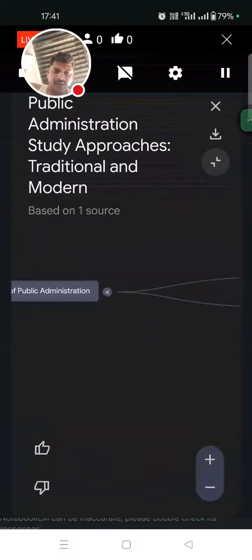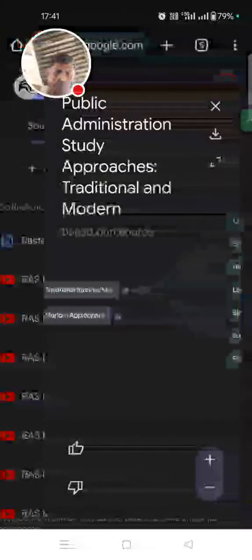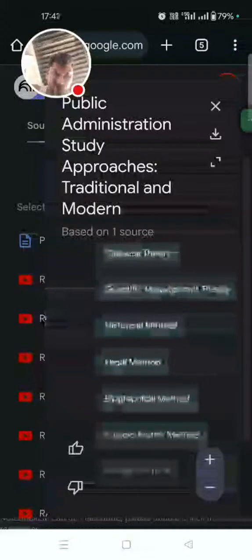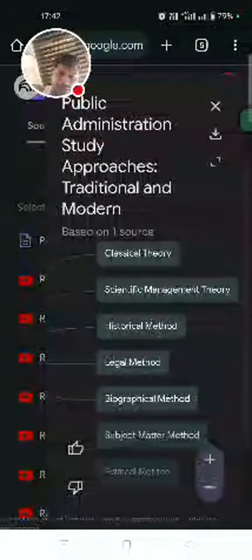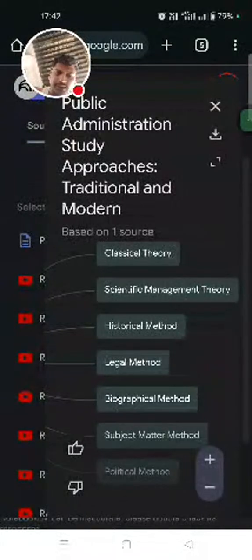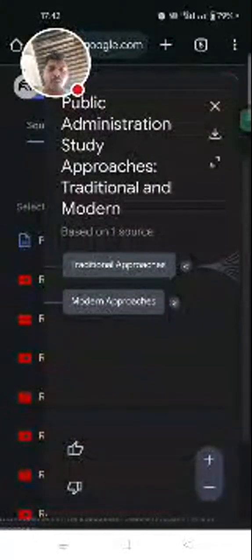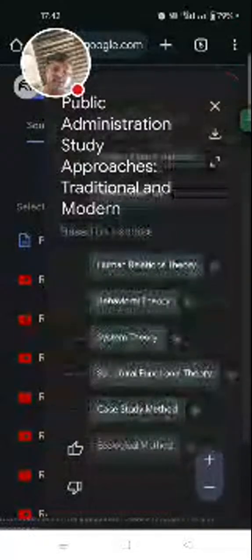These approaches. In the previous video, we learned about the traditional approach. In the traditional approach, there are theories like scientific management theory, historical method theory, legal method theory, biographical method theory, subject method theory, and political method theory. Now, in this video, we learn about the modern approaches. So, the first approach is human relation theory.